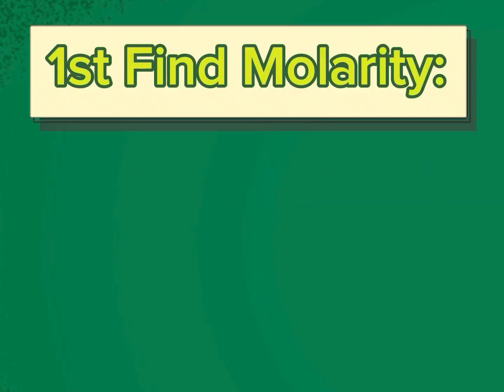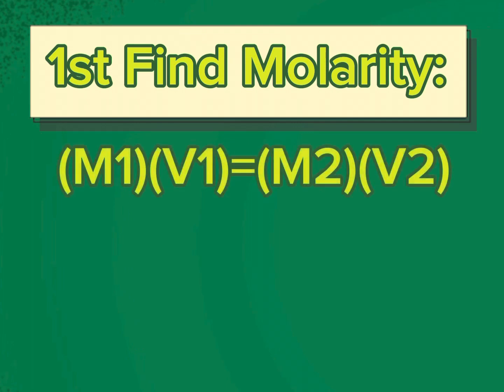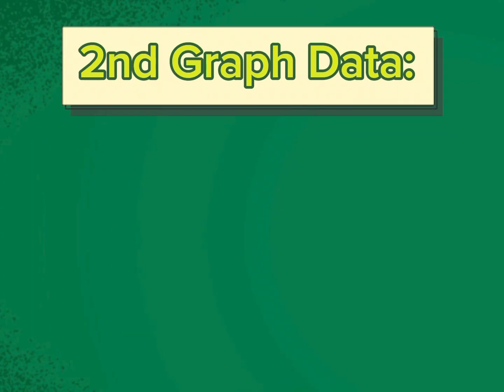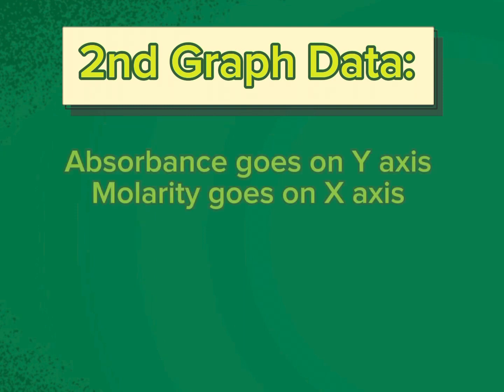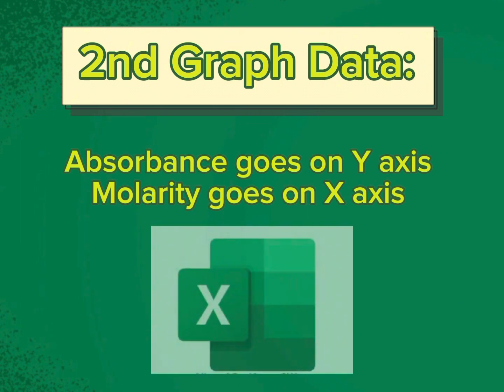First, you want to find the molarity for all of your serial dilutions. For this lab, you can use the M1 times V1 equals M2 times V2. Second, you need to graph all of your data. Your absorbance values will go on the y-axis, and your molarity values will go on the x-axis. You can use an online computer program for this. Our group used Microsoft Excel.